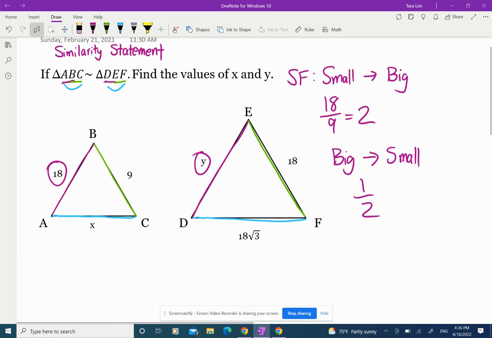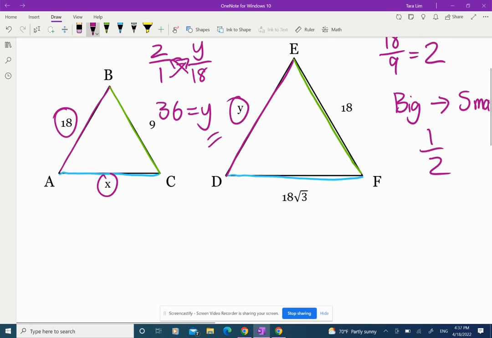So let's say I use this scale factor here, small to big. I'm going to write this as 2 over 1. When I say 2 over 1, I know that 2 is bigger than 1, so I'm going to write the bigger side on the top, which is y. And then I'm going to write 18 at the bottom. If you do cross multiplication, 18 times 2 is 36, and 1 times y is still y. And there you have it. You solved for y. Now let's move on to x.